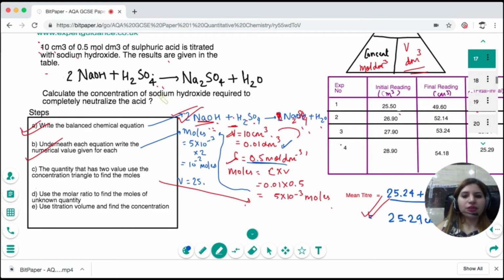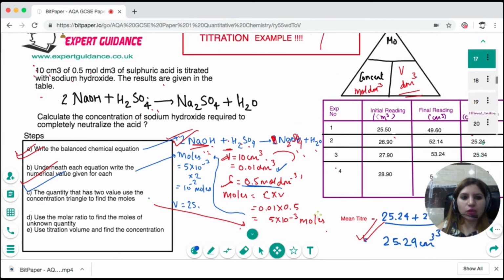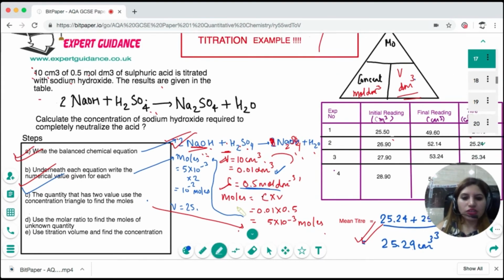Now, for sulfuric acid, we have 2 values. So for the quantity that has 2 values, use the concentration triangle to find the moles. According to the concentration triangle, moles will be concentration times the volume. So we did 0.5 times 0.01. That gives us 5 times 10 to the power minus 3 moles of sulfuric acid.